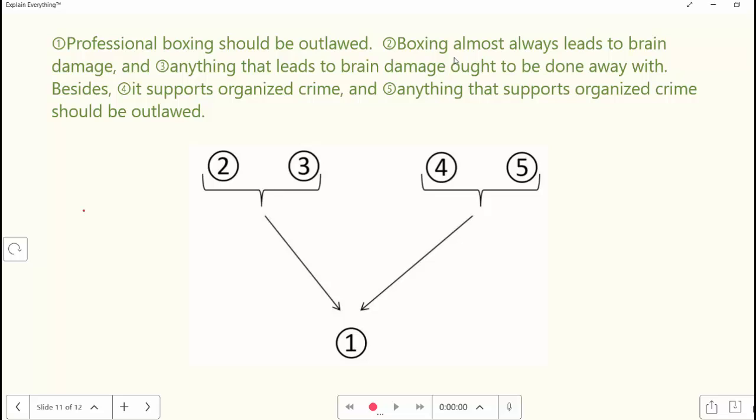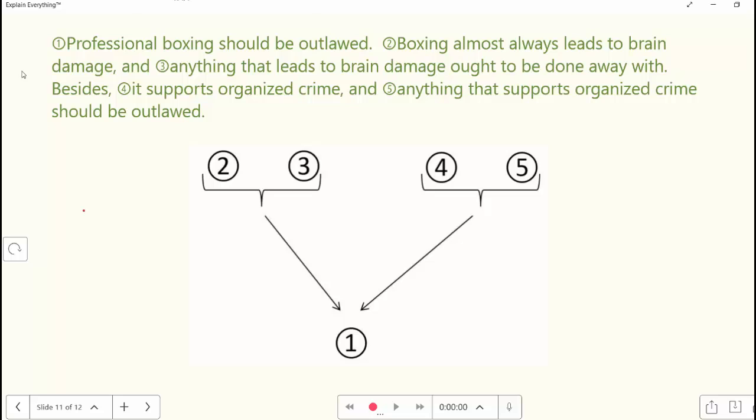All right. So then we're told that boxing almost always leads to brain damage, and anything that leads to brain damage ought to be done away with. So we're told that all things that lead to brain damage are the kinds of things that should be done away with. We're also told that boxing practically always does lead to brain damage. So given that both 2 and 3 are true, if that turns out to be true, then we should get rid of professional boxing. That is, we should outlaw it.